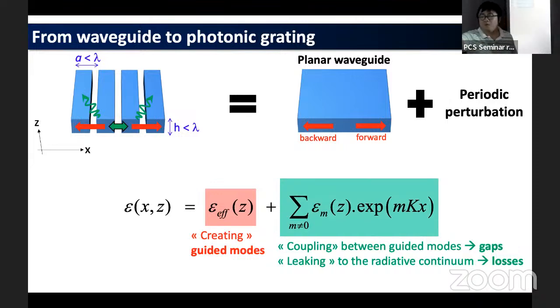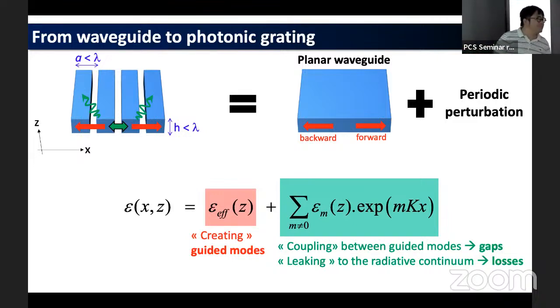This perturbation will create coupling between guided modes, backward and forward, and also open band gaps, and also fold them above the light cone to interact with the radiated continuum to create losses. So we have the coupling between guided modes and also make them leak to the radiated continuum.